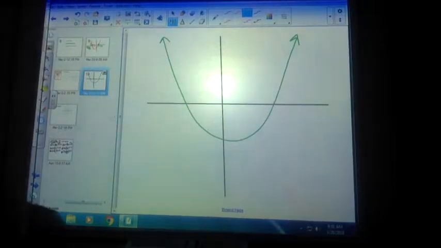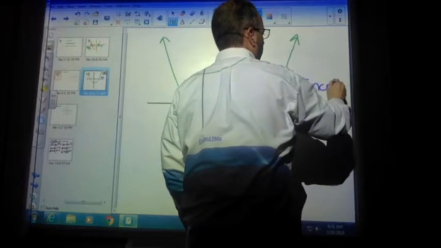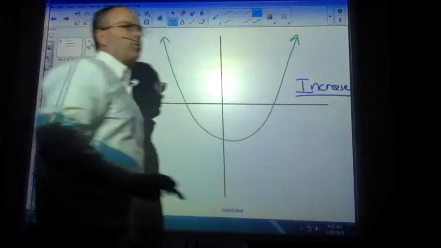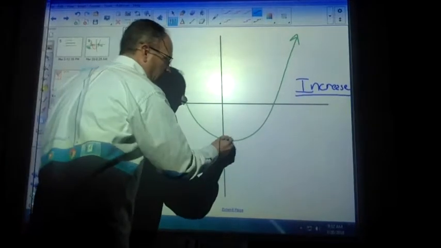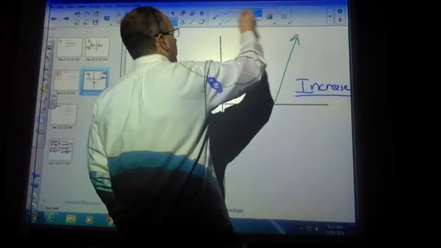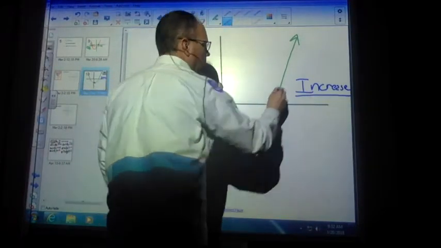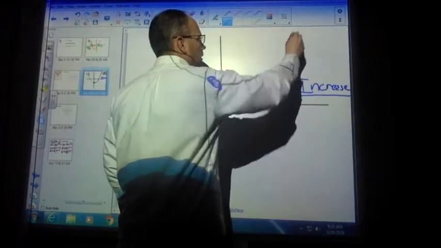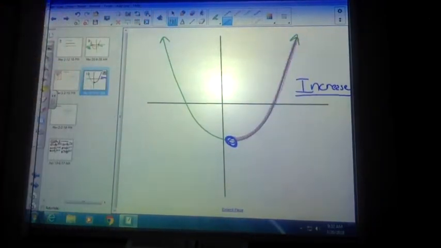So, did it ask where it's increasing? Okay. So, I want to know where our graph is increasing. Where will it increase? Okay? This goes back to when we're talking about slopes. An increasing slope is a positive slope. A decreasing slope is a negative slope. So if my vertex was right here, this whole region right here is increasing. That whole region right there is increasing. That's all it means. That region there is increasing.